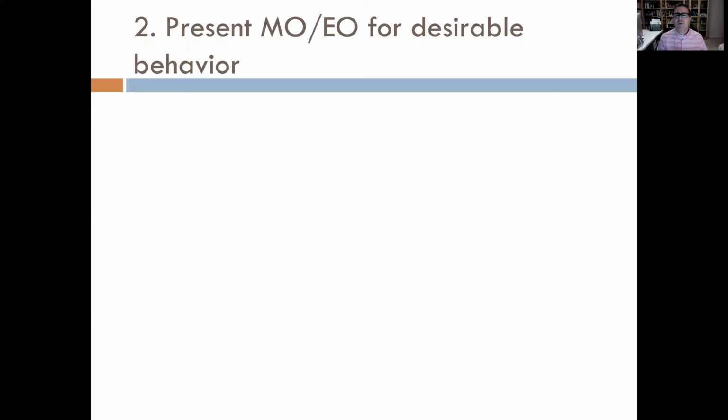How about presenting motivating operations? In this case, establishing operations that will establish the value of something as a reinforcer.